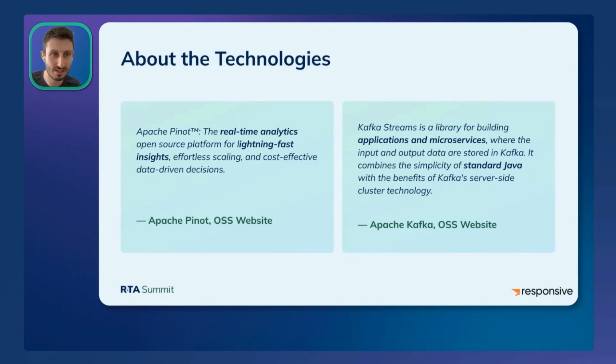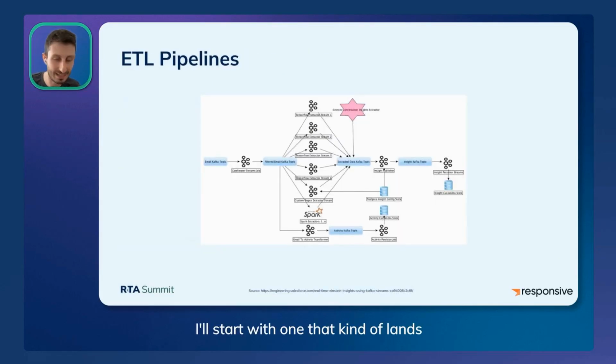What are some use cases? I'll start with one that lands pretty squarely, I think, in the stream processing use case. The example you see here is from Salesforce. They basically have a bunch of stream processing jobs that look at topics and then transform those data and put them into other databases or warehouses for serving.